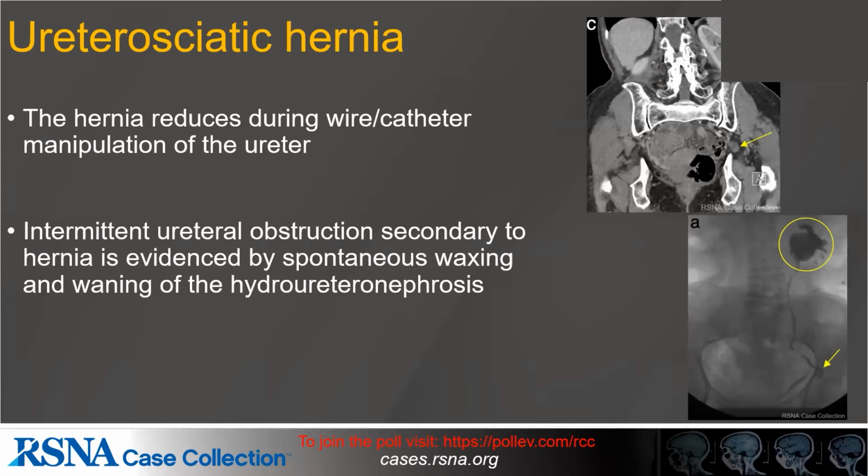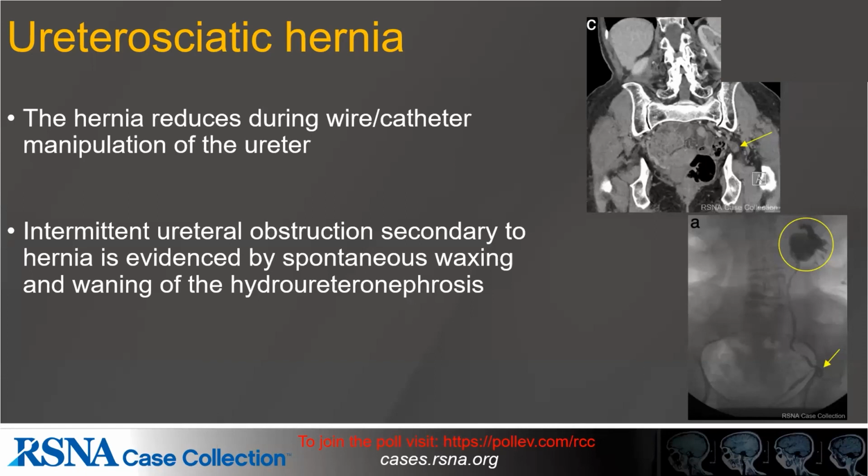So on the retrograde study, the yellow arrow points to the curly Q appearance of the ureter, and this is where the afferent and efferent limbs of the ureter herniate through the sciatic foramen, and they're closely opposed to each other, and that's why it's called a curly Q appearance. It can cause intermittent obstruction. It can resolve spontaneously, for example, with the patient lying in the prone position or with bowel movements as it occurred in this case. And the hernia can also reduce during wire and catheter manipulation. But the definitive management for this hernia is surgical correction.